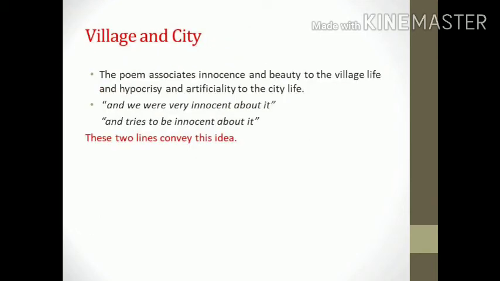Next theme is village and city. The poem associates innocence and beauty to the village life and hypocrisy and artificiality to the city life. The first part happens in a village and the second part in a city. Look at this line, and we were very innocent about it. This is from the first part, correlating this to the childhood and the village life. And take the next line, and tries to be innocent about it. This is from the second part, correlating this to the city life, reflecting hypocrisy and artificiality.